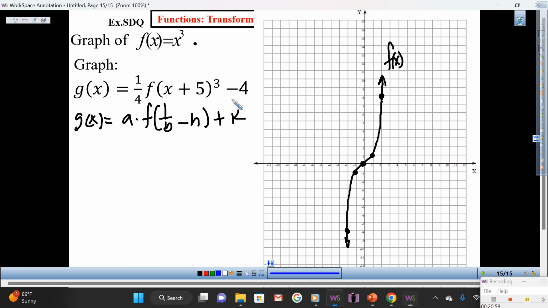Jose, go. Down 4, 5 to the left. That is correct. So if we're moving to the left 5 and 4 down, tell your neighbor the new vertex. The new vertex.